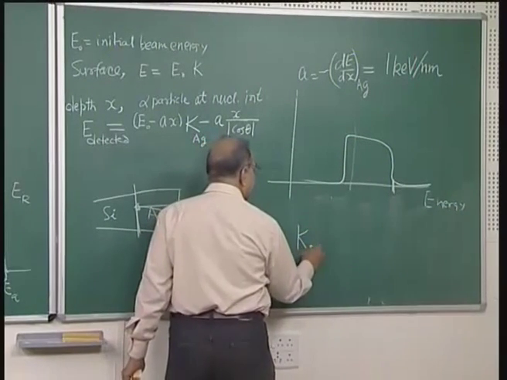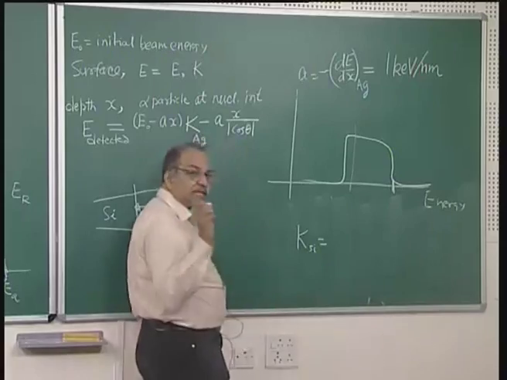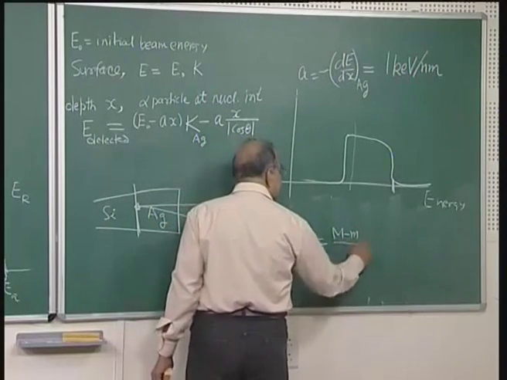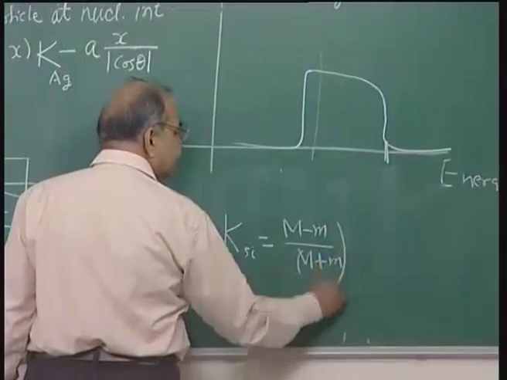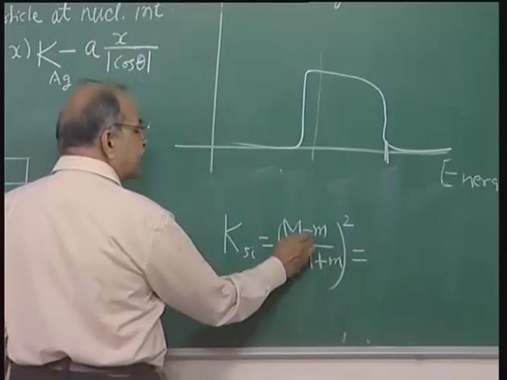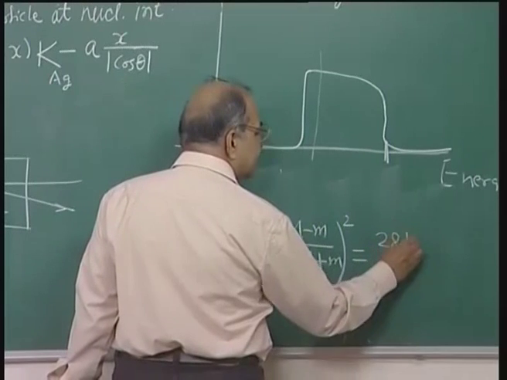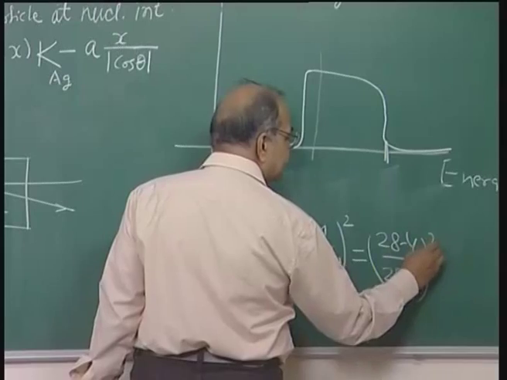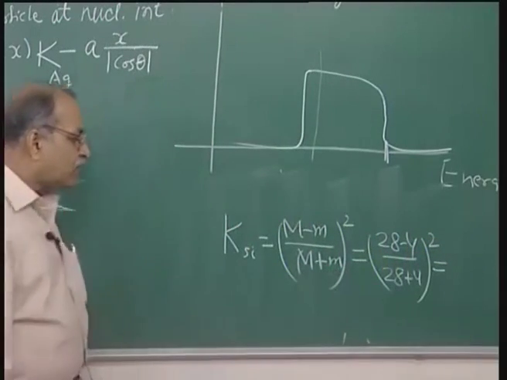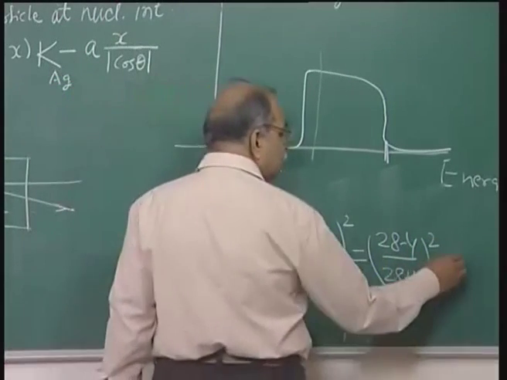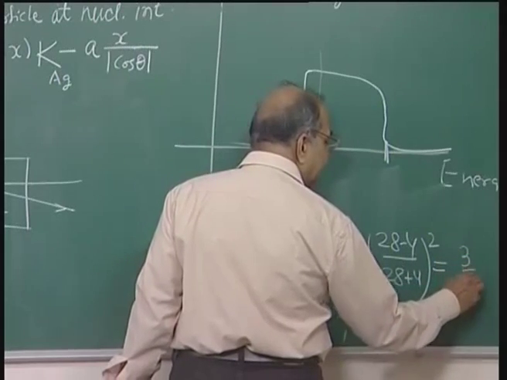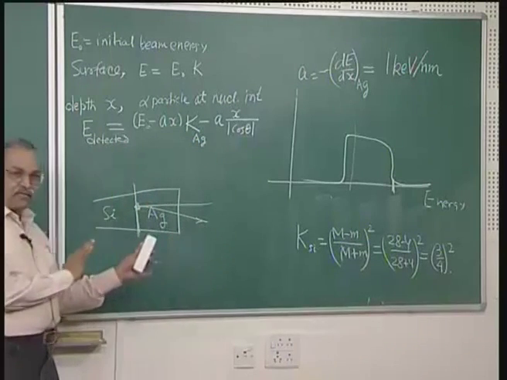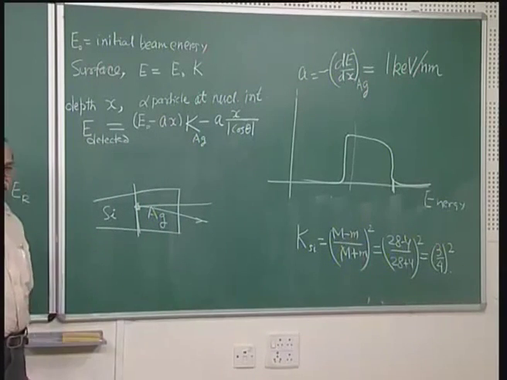Kinematic factor for silicon will be different. If we assume theta equal to 180 degrees, it will be once again (m minus m) over (m plus m) whole square, and that will be, m is 28 now. So, 28 minus 4 and 28 plus 4. So, 24 by 32, 3 by 4 square. So, you have a different kinematical factor.